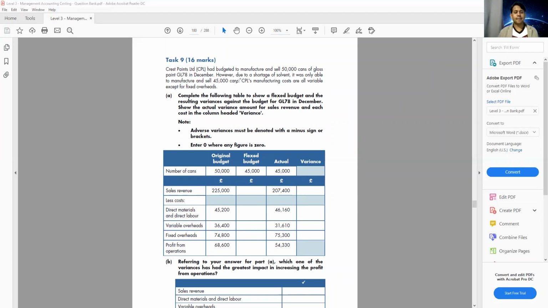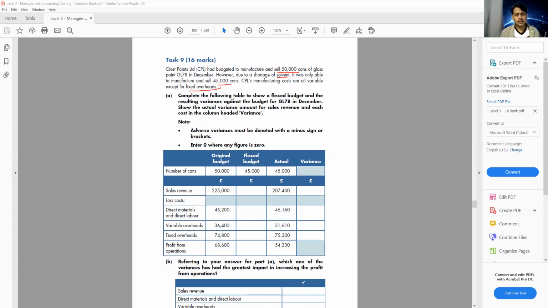CPL had budgeted to manufacture and sell 50,000 cans. The 50,000 cans is the plan to make and sell. However, due to a shortage of solvent, they don't have enough solvents left, and they don't have enough money. It was only able to manufacture and sell 45,000 cans. That's fine. CPL's manufacturing costs are all variable except fixed overheads.